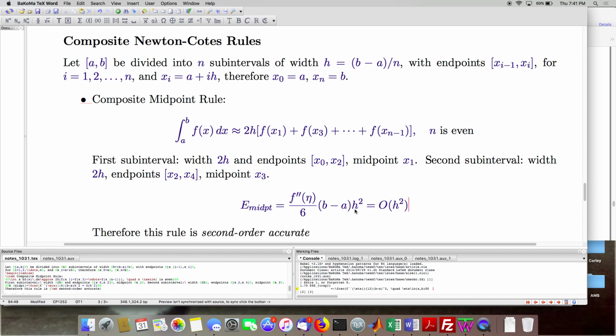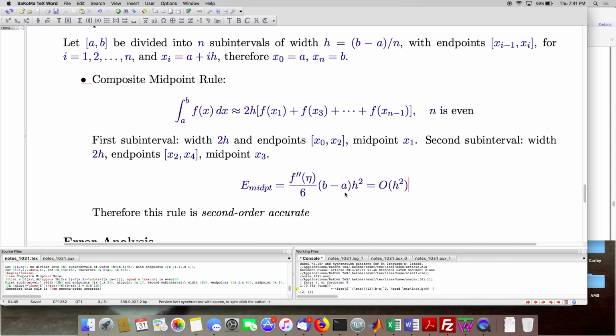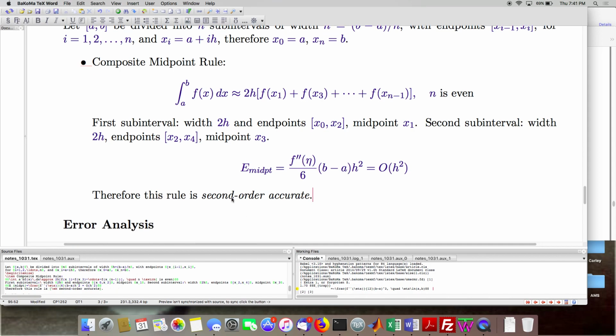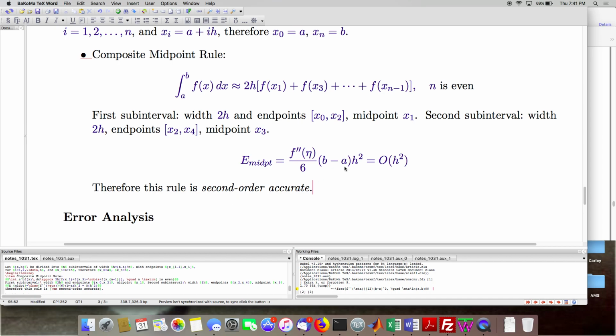So in other words, if I double the number of subintervals, the error should decrease by a factor of 4 because of h squared. Okay, so it's nice to have some high order accuracy there, but the error should decrease fairly quickly if we increase the number of points. But if you increase the number of points, that makes the rule less efficient. So that's one thing to keep in mind.